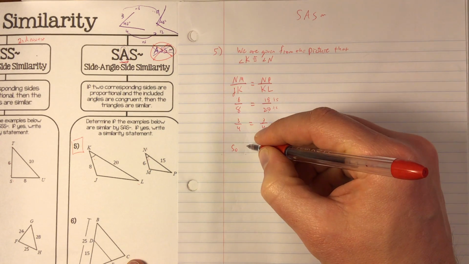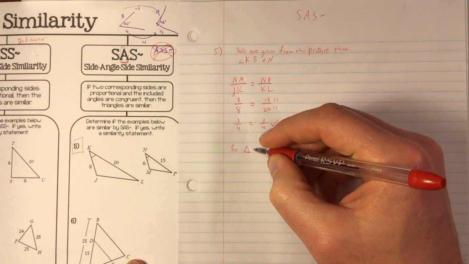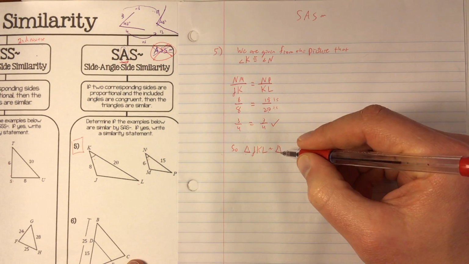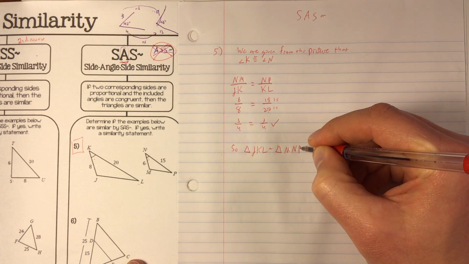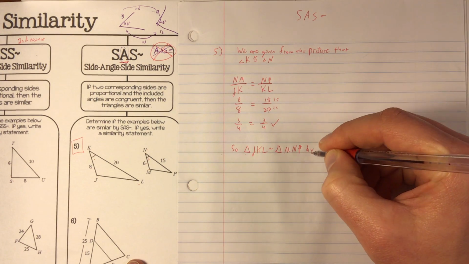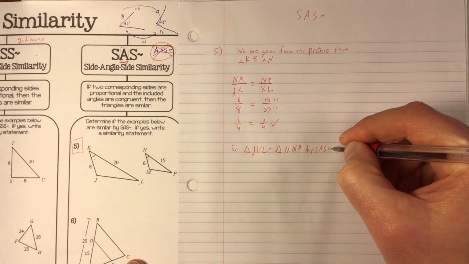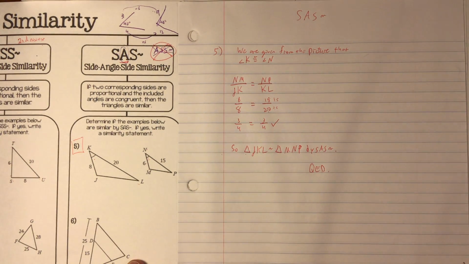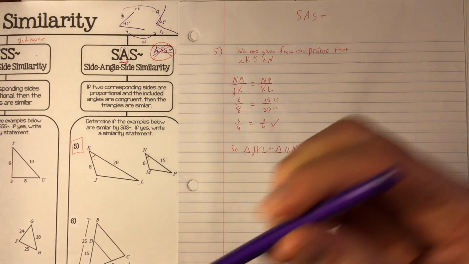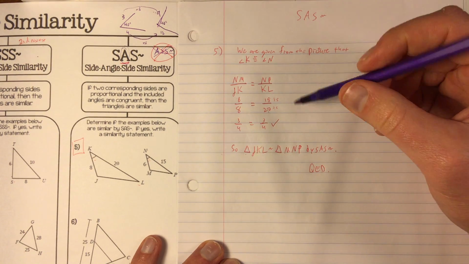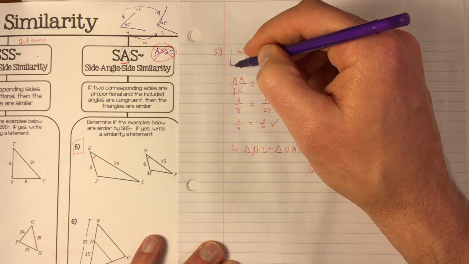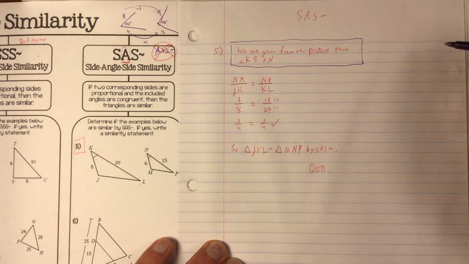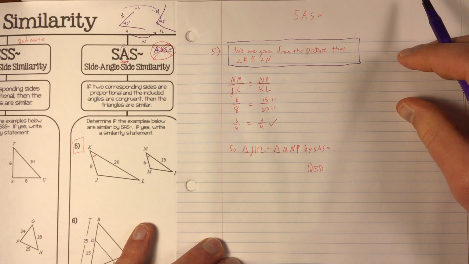So, triangle JKL is similar to triangle MNP by side-angle-side similarity, QED. There we go. Now, some of you might prefer doing scale factor. So if you want to do the scale factor method because you think that's easier, I'm actually in agreement with you.